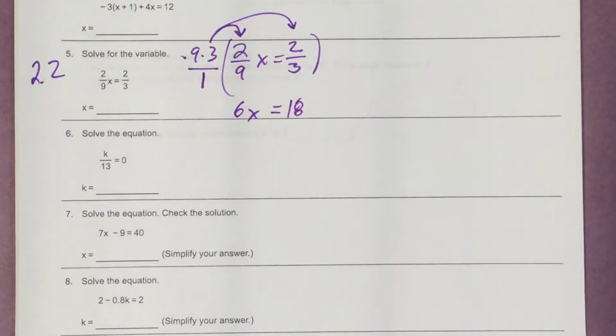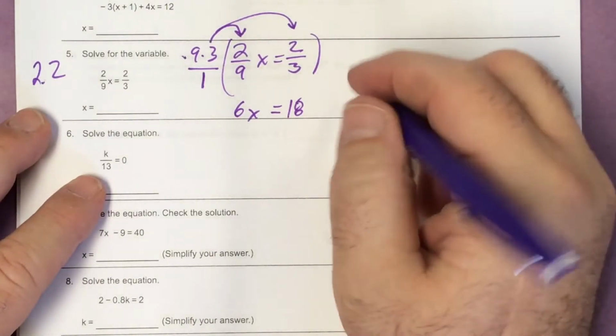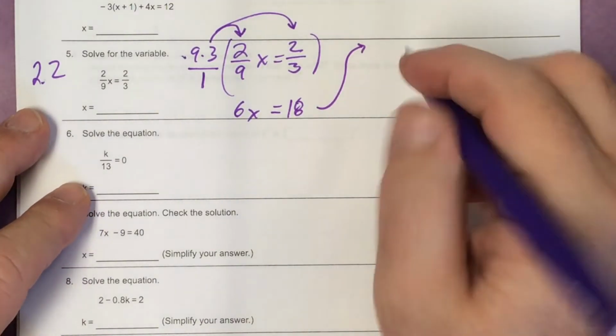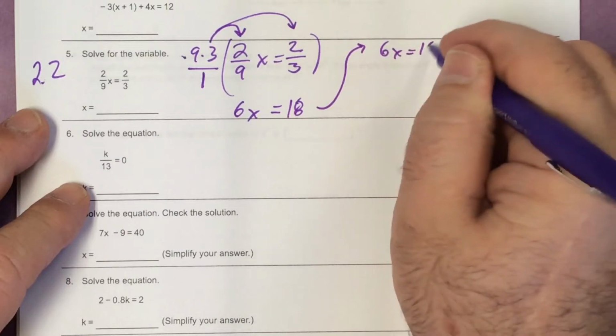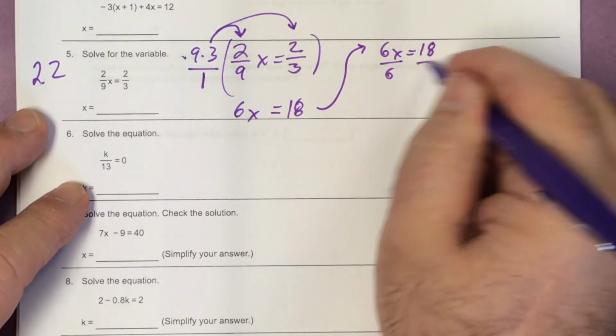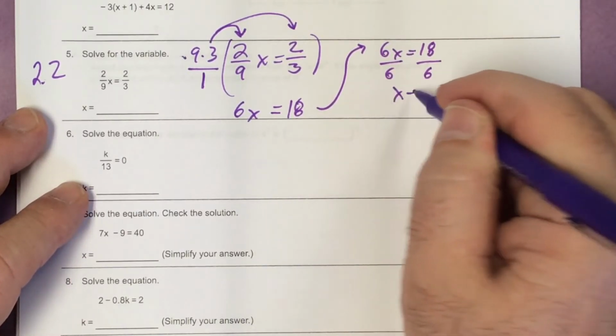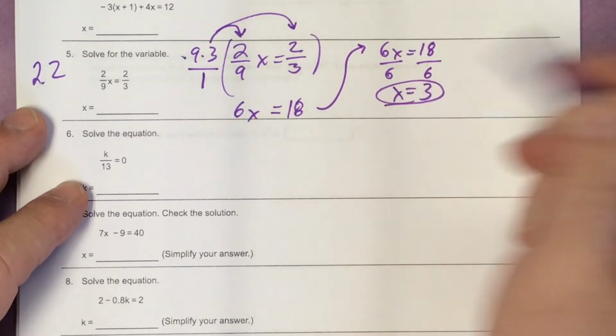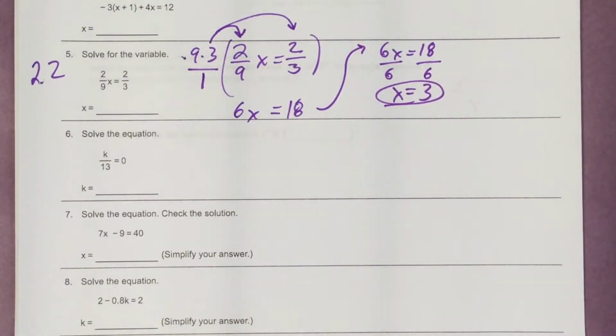What we don't have in this problem anymore are fractions. And since I have 6x is equal to 18, I'm going to bring this work up here. And when I divide both sides by 6, I simply get x is equal to 3. And that's going to be the answer to question 5 from that portion of the work.